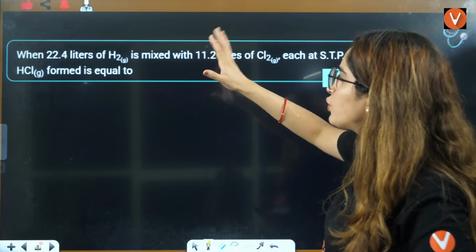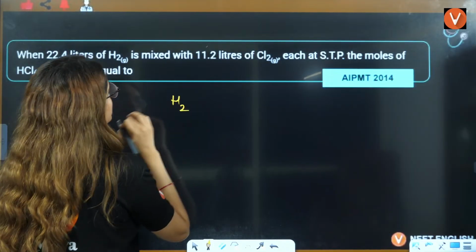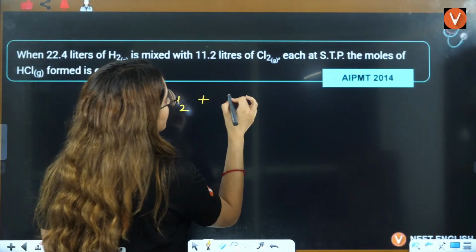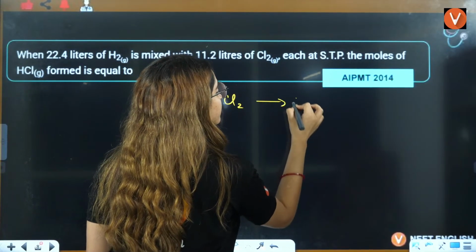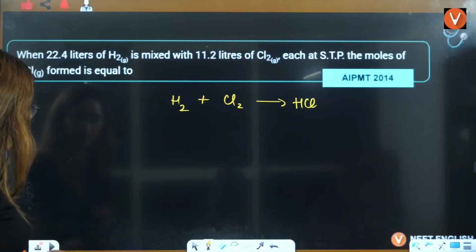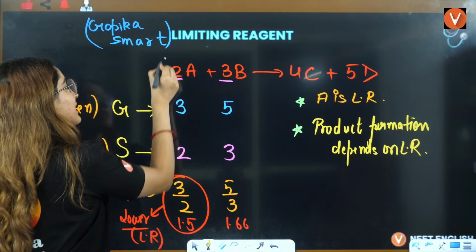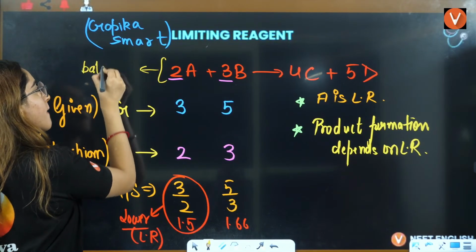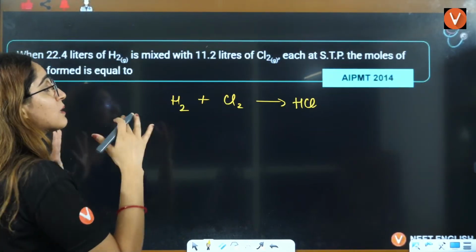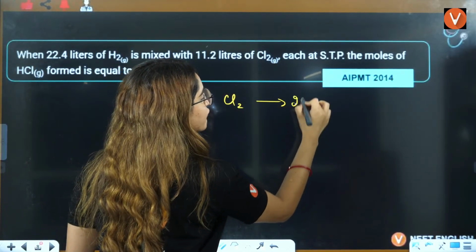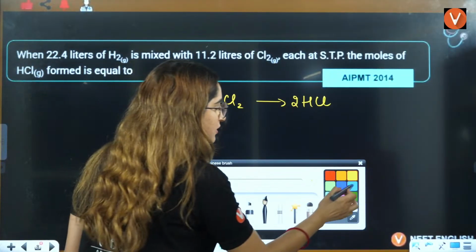When 22.4 liters of H2, firstly, always write the reaction, H2 is mixed with some liters of Cl2 at STP, the moles of HCl formed. Now, if you remember, whenever we write the stoichiometry, the reaction has to be balanced. So always remember, whenever we are going to solve a question, firstly balance the reaction. So here we know that when you balance it, it is going to be 2HCl, right? First step is balancing the reaction.